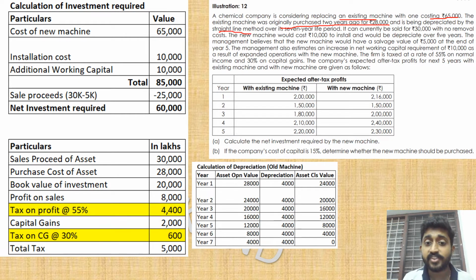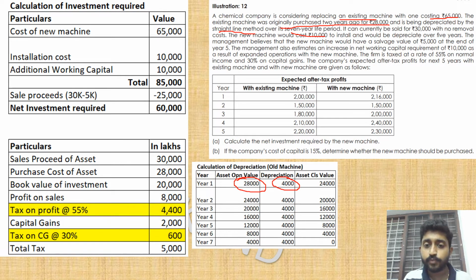Depreciation by straight line method, for 7 years life. So here I have put the depreciation. So opening value of the asset is 28,000. So straight line method for 7 years, which means 28,000 divided by 7 is 4,000 is the per year depreciation. Straight line method is very simple. So 4,000 is the first year depreciation. Depreciation per year will be constant in the straight line method.